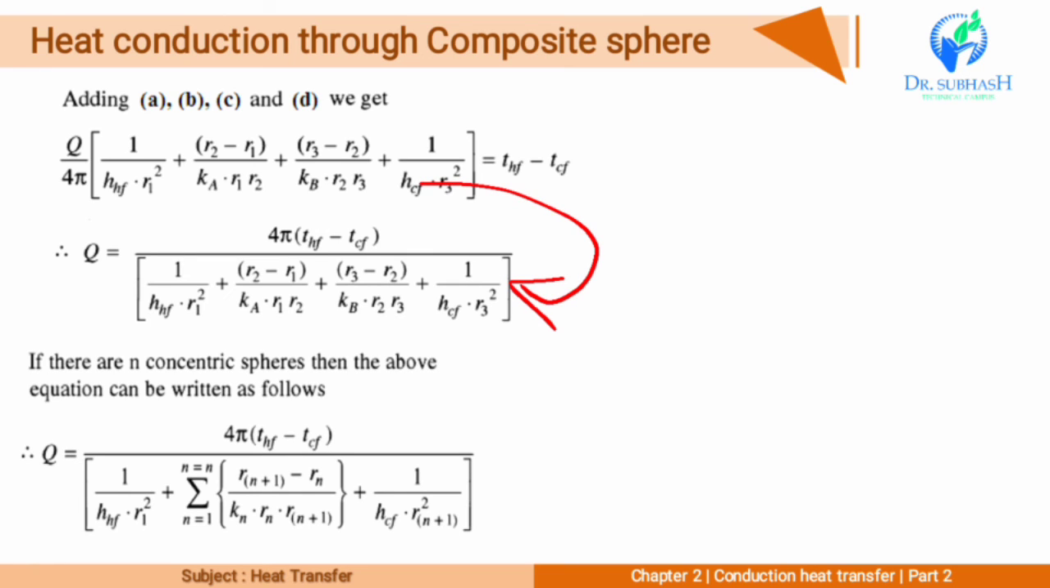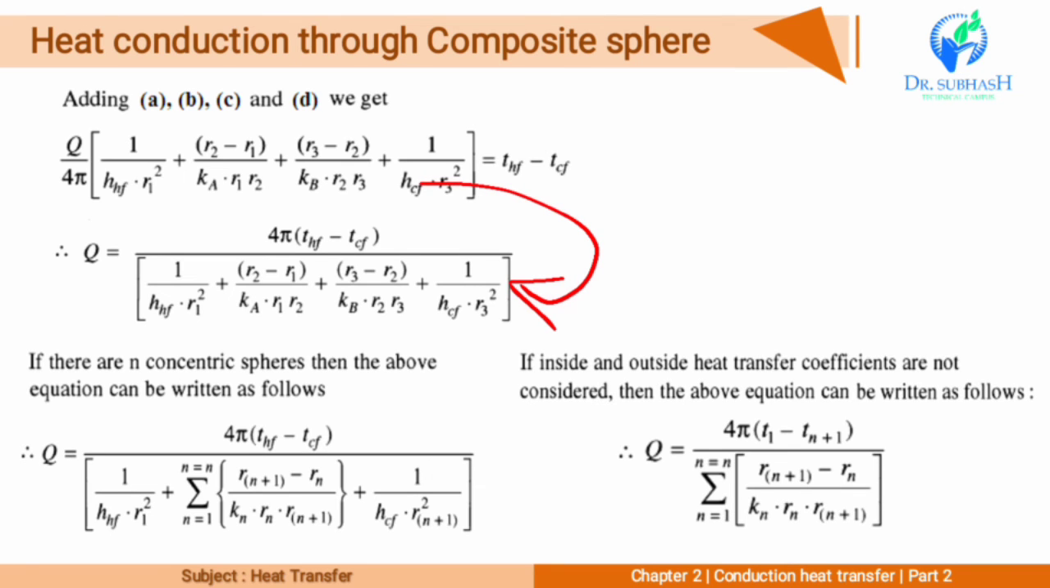If there are n concentric spheres, then the above equation can be written in the general format: Q is equal to 4 pi (T_HF minus T_CF) divided by 1 upon h_HF into R1 square, plus the summation from n equal to 1 to n of (R_n+1 minus R_n) divided by K_n into R_n into R_n+1, plus 1 upon h_CF into R_n+1 square.